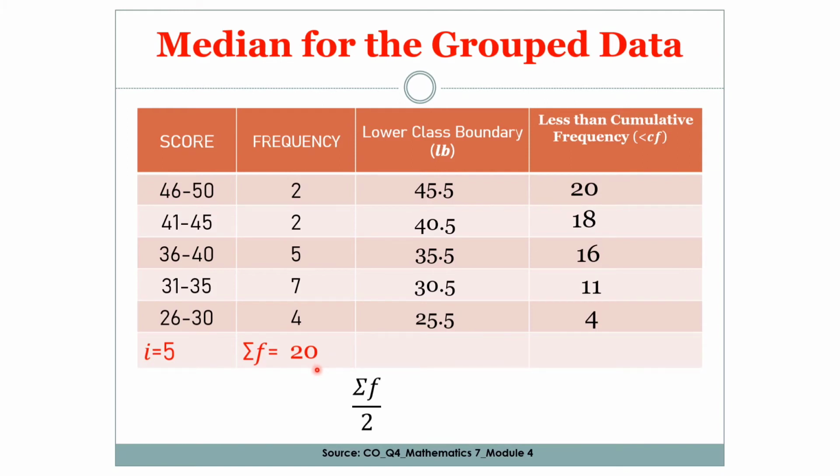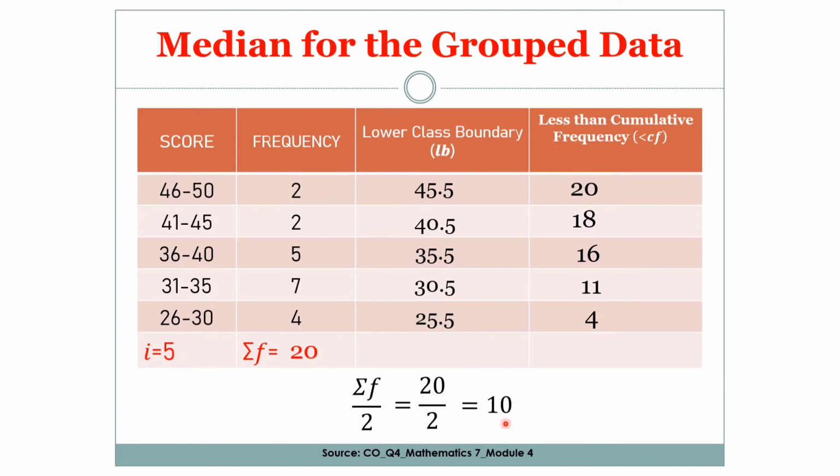Since we already completed the table, the next step is to find the median class. If you still remember from the previous slide, the median class is the class with the smallest cumulative frequency greater than or equal to the ratio, summation of frequency divided by 2. So we are going to use this ratio to find the median class. To do that, we substitute the value of the variable, which is 20, then divide by 2. The result is 10.